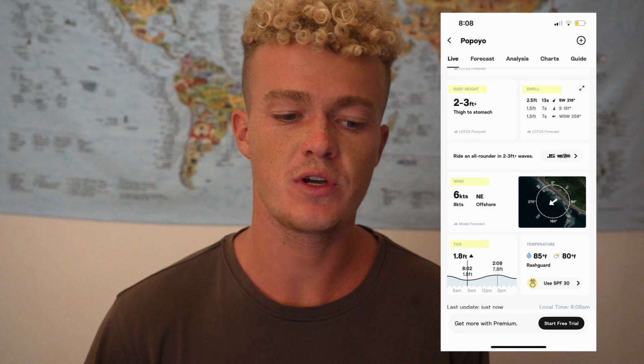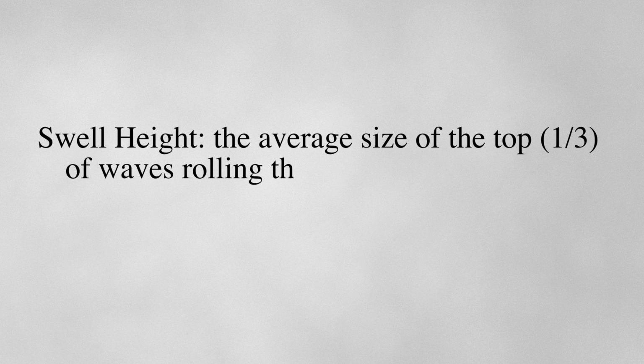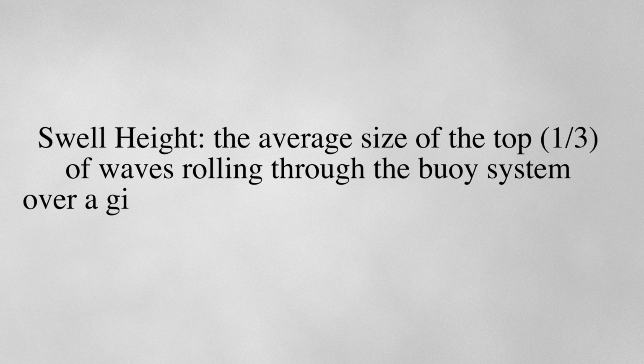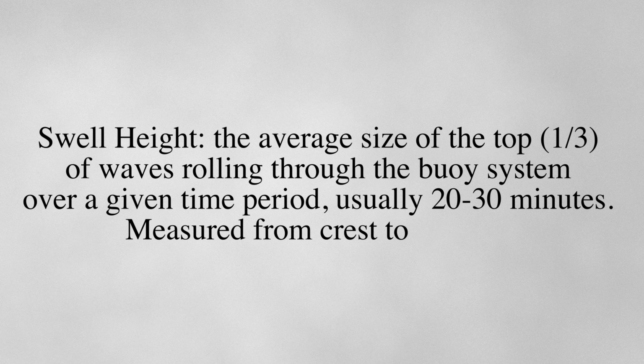Surfline uses buoy and satellite data to get swell direction, swell height, and swell period. These measurements, however, are for deep water waves. The swell height is the average size of the top 1/3 of waves rolling through the buoy system over a given period of time, usually 20 to 30 minutes, measured from crest to trough.